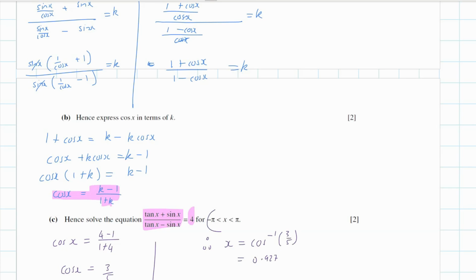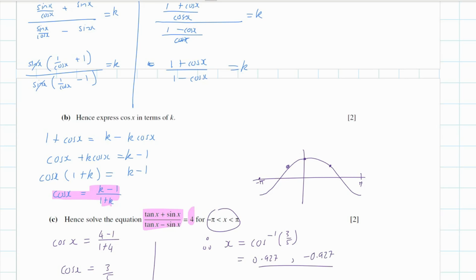Now, our range is between minus pi and positive pi. Now, here's pi, and so minus pi is going to be out here. Okay, so if I've got 0.927, which is, where is my 0.927, say, somewhere here. Right, there's going to be another one out here, which should be symmetrical, so that should be my 2 answers.